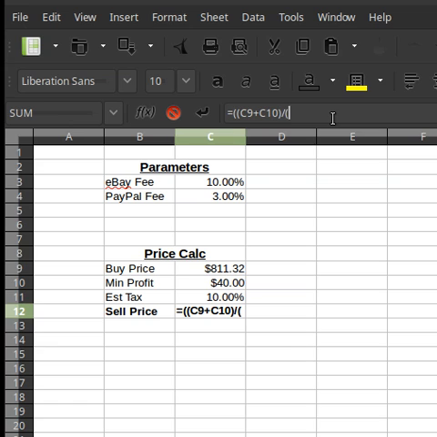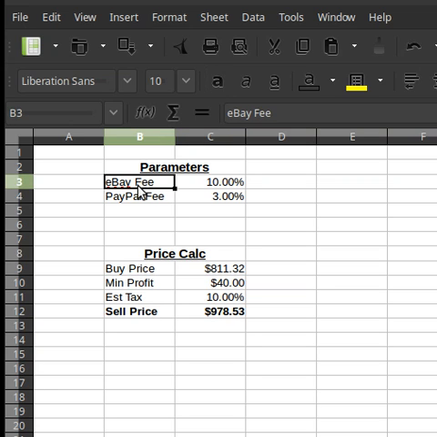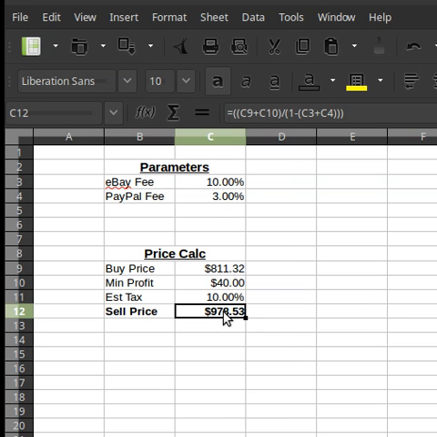So we're going to divide by 1 minus C3 plus C4. That's the number that we would have to charge if we're going to take into account the eBay and PayPal fees to list this on eBay. Because when you sell an item on eBay, eBay takes a fee, and then the transaction fee for PayPal is roughly 3%. So a total of 13%. So we need to divide by 1 minus the percentage. That's why I wrote it like that.